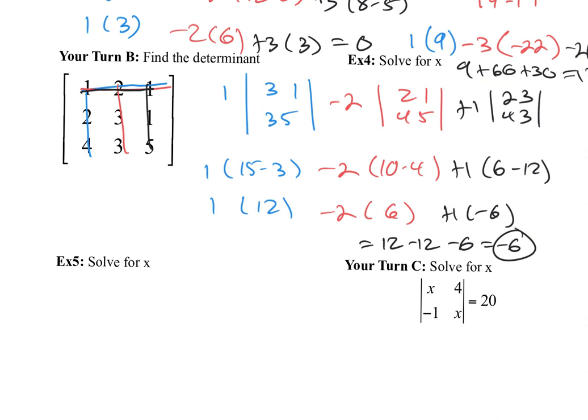For our second process here, we cross off again the first row and our second column. We're left with 2, 1, 4, and 5 for our matrix. Again, we're going to cross multiply and subtract, and we get -2 times 10 minus 4, or -2 times 6.